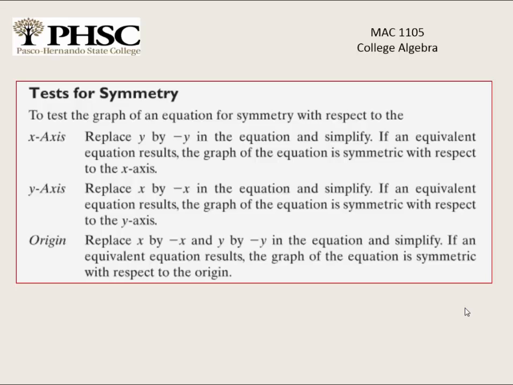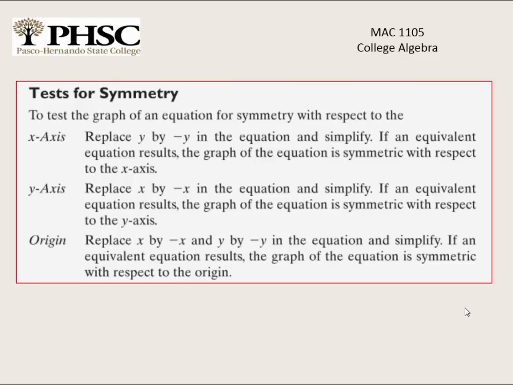So these are some tests for symmetry. In order to see if it's symmetric with respect to the x-axis, we replace y by negative y in the equation. We simplify. If we get an equivalent equation, then the graph of the equation is symmetric with respect to the x-axis. Now, the y-axis: we replace x by negative x in the equation. We simplify. If an equivalent equation results, then the graph of the equation is symmetric with respect to the y-axis.